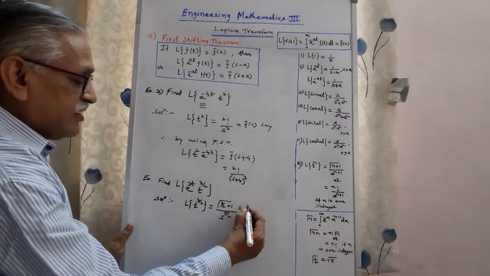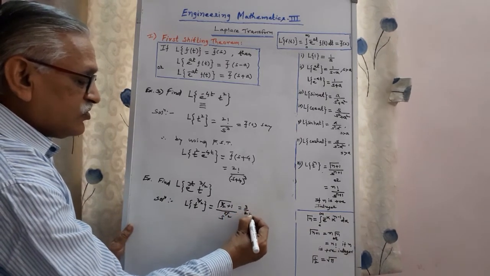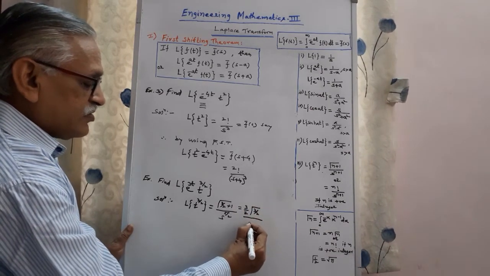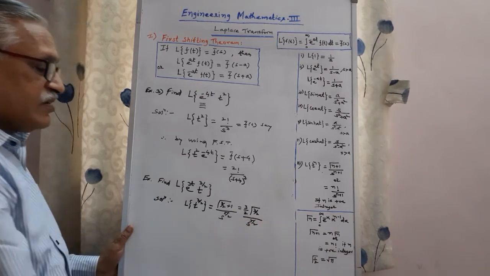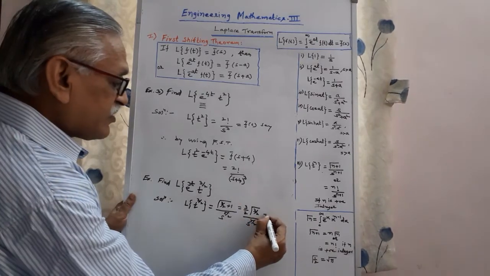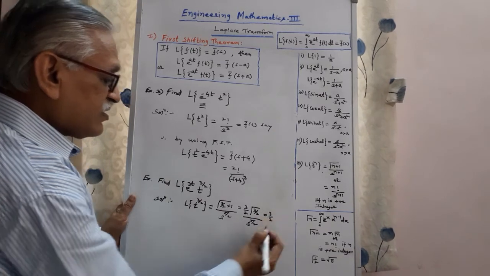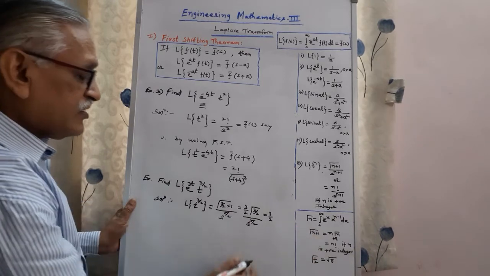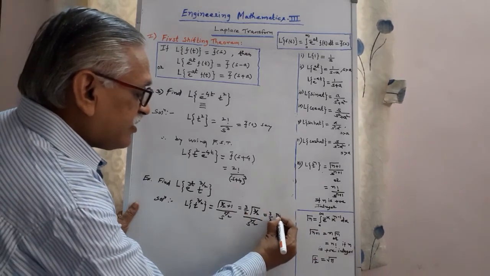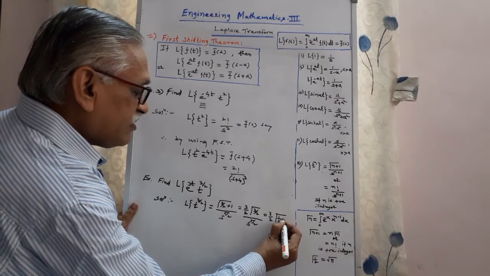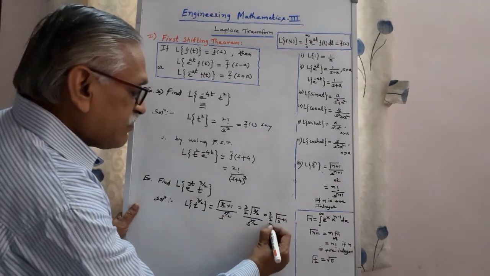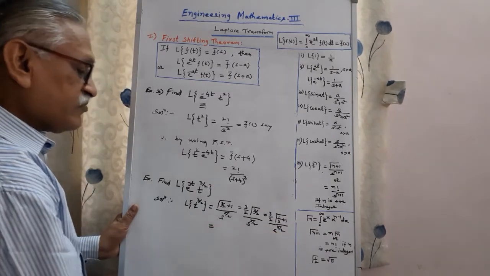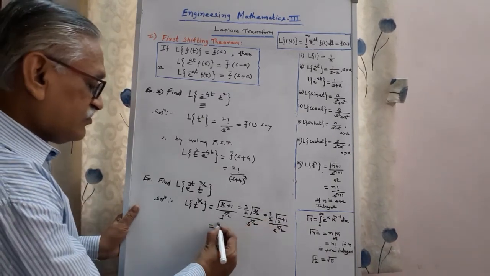Therefore, I will rewrite this as, n is here 3 by 2, gamma of 3 by 2, divided by s raised to 5 by 2. Further simplification, 3 by 2. To find the value of gamma 3 by 2, write it in the form n plus 1. Therefore, that 3 by 2 I can write as 1 by 2 plus 1, divided by s raised to 5 by 2. And therefore, it is equal to 3 by 2.